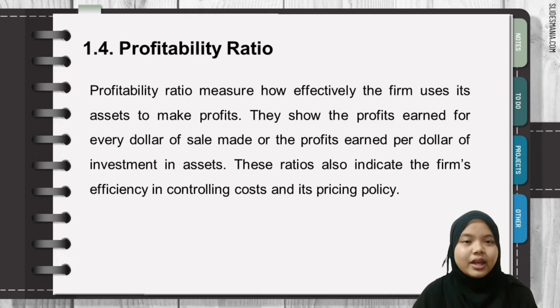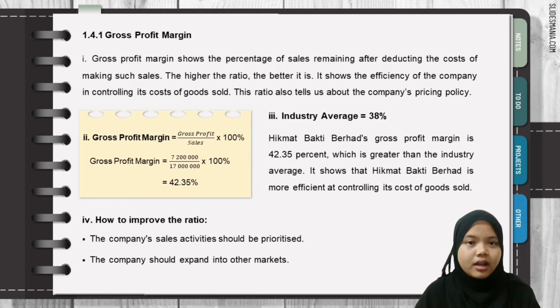My name is Auni Najwa and I will explain about profitability ratio. Profitability ratio measures how effectively the firm uses its assets to make profits. The first one is gross profit margin. Gross profit margin shows the percentage of sales remaining after deducting the cost of making such sales.